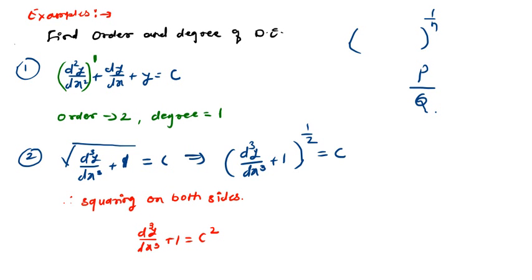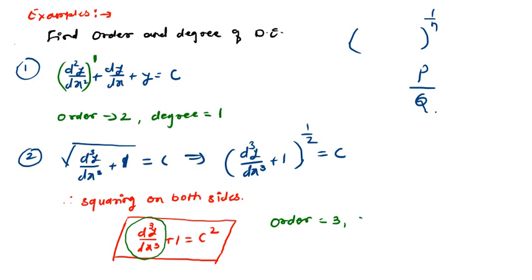Now this is our differential equation in the simpler form. It does not contain any radical or any fraction. Now we can check the order and degree. The order will be 3, because the highest derivative involved in this differential equation is the third. The degree of the third order derivative is 1, so its degree will be equal to 1.